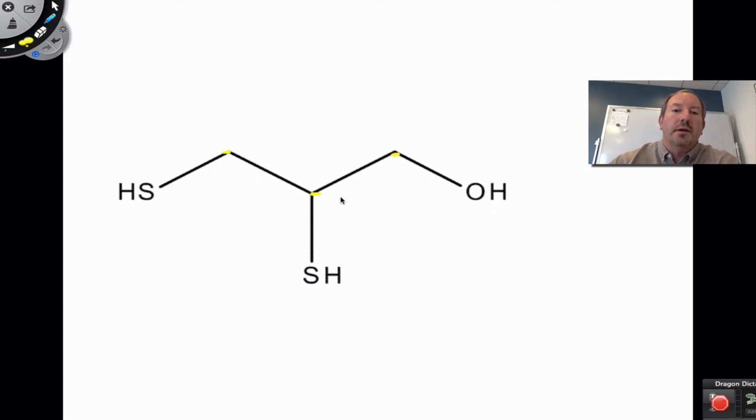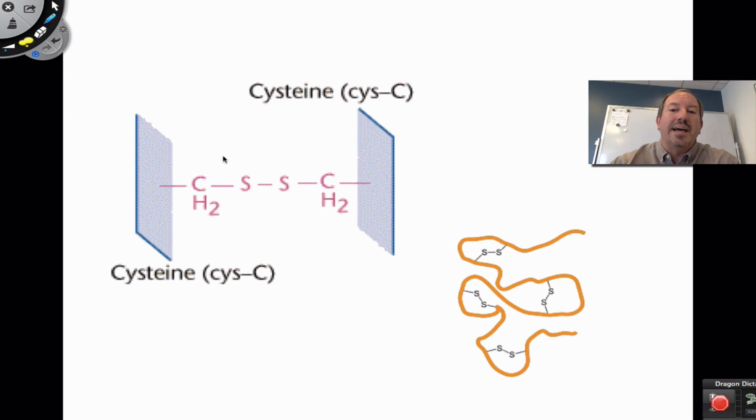And so here's the parent chain, here's the hydroxyl group, here's a sulfhydryl group like this. Okay, so there's the thiol. Here's the thiol, here's the thiol. Okay, so we have that. But what I'm getting at is this.